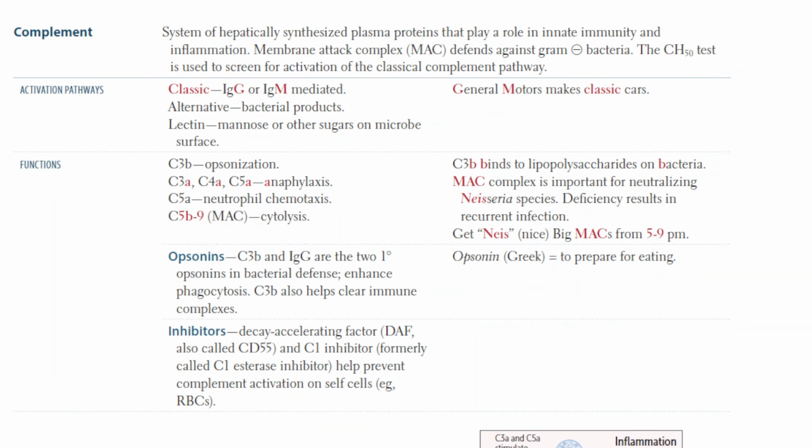Okay, United States Medical License Exam, Step 1, First Aid, 2025, reading.